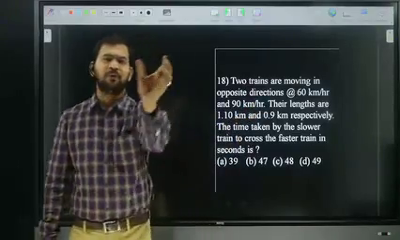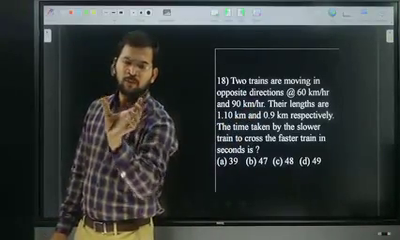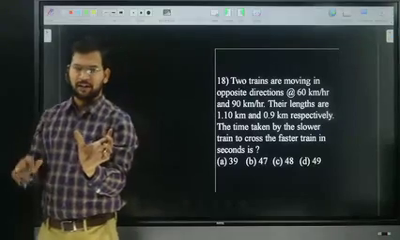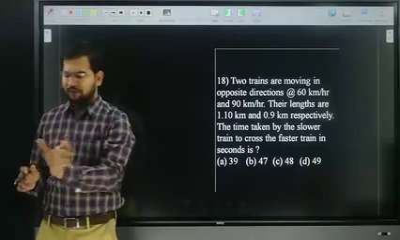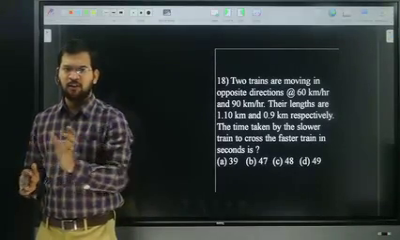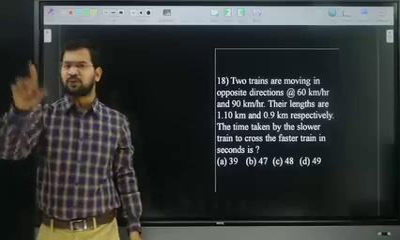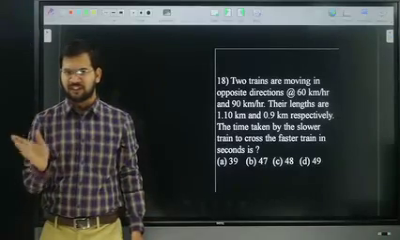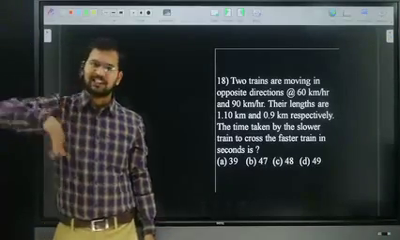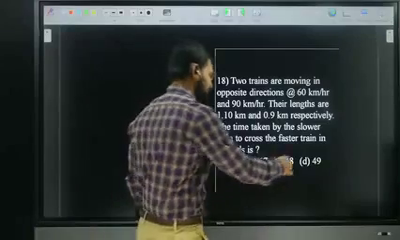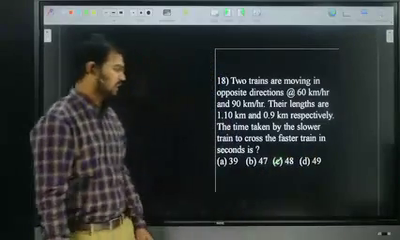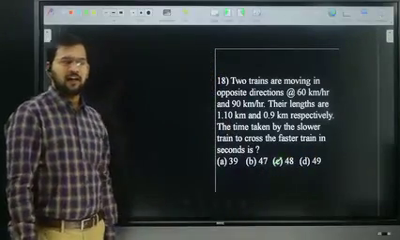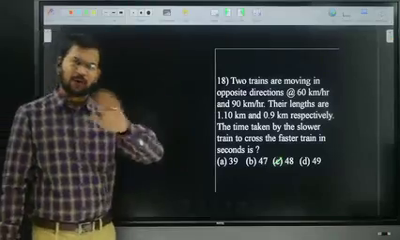Look at me, all of you. So 2000 by 150 into 5 by 18. 150 into 5 is 750. So 2000 by 750 into 18: 18 into 2000, 18 into 750... the answer is 48 seconds. Option C is the right answer. All of you clear? So in the exam we are going to attack directly.